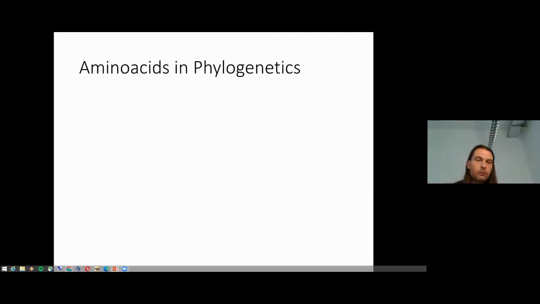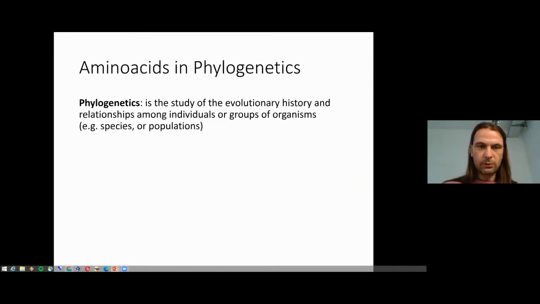So a few words, just as a side note here, on the role of amino acids in phylogenetics. We've heard that mitochondrial DNA can be used to reconstruct phylogenies, but amino acids are also used. Phylogenetics, for those who have no idea what this is, is a field of evolutionary biology which studies the history and relationship of individuals or groups of organisms, species, populations, etc.